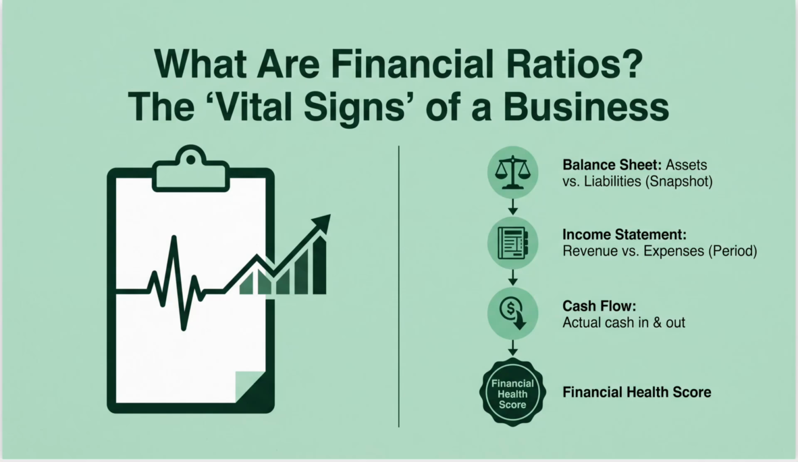Instead of looking at raw figures alone, ratios turn those figures into clues about performance, stability, and risk. Together, they help us see not just what the business owns and owes, but also how well it earns cash and turns that activity into real financial strength.